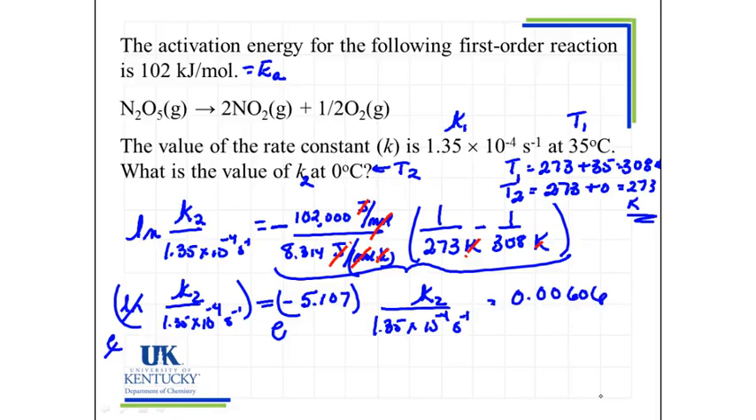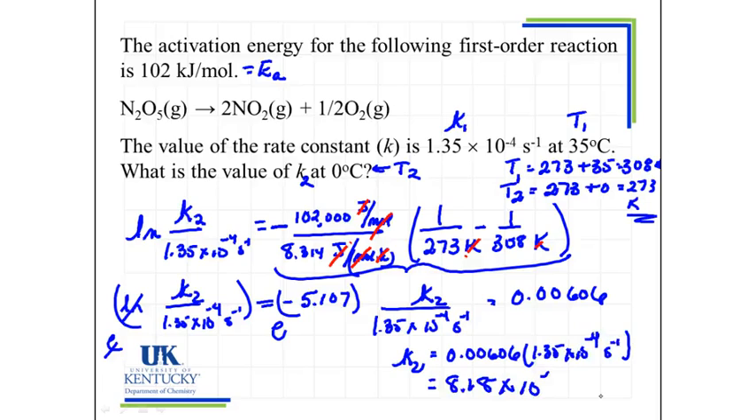Now I'm ready to solve for K2 by multiplying both sides by 1.35 times 10 to the minus 4. And that will give me K2 is equal to 0.00606 times 1.35 times 10 to the minus 4 seconds to the minus 1. And that will give me a K2 value of 8.18 times 10 to the minus 7 seconds to the minus 1.